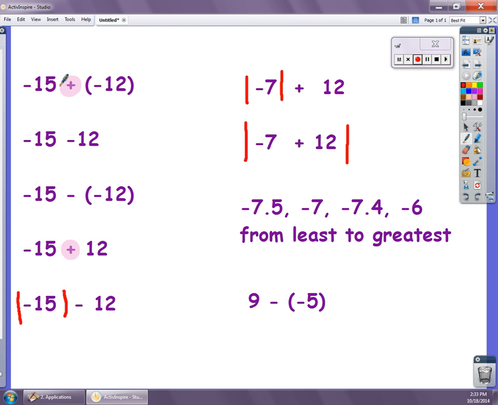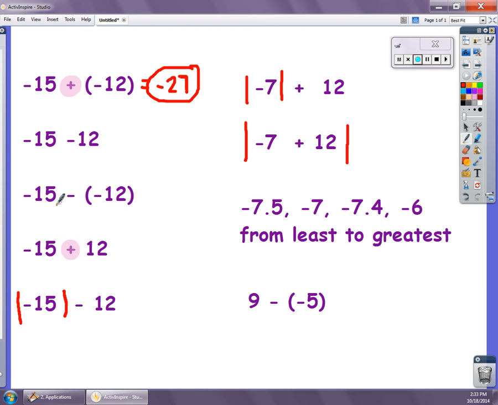So here you go, negative 15 plus negative 12. We talked about in class that if you drew 15 negative counters and 12 negative counters, you'd have a total of negative 27 counters. Or if you think about it, if you have a negative plus a negative, you're just going to add them up and find out how many total negatives you have.